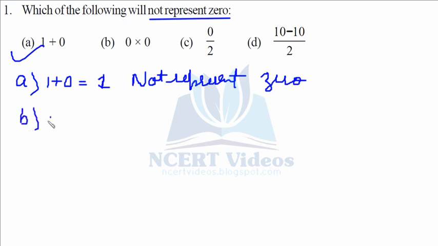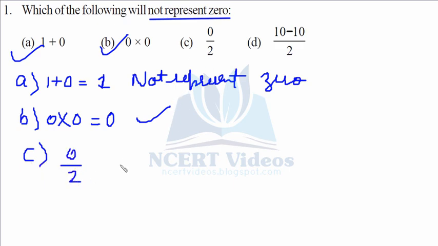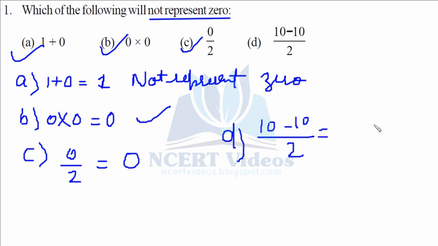B is 0 into 0, which is always 0. Therefore, it does represent 0. C part, 0 over 2. Whenever any number is divided by 0, it goes to infinity, but in this case it is 0 divided by 2, so it is 0. D is 10 minus 10, which is 0, over 2. Again the same case as C. Therefore, it is 0. It represents 0.